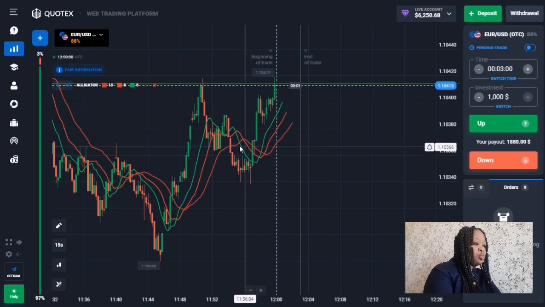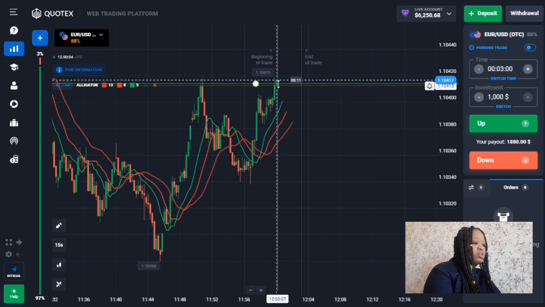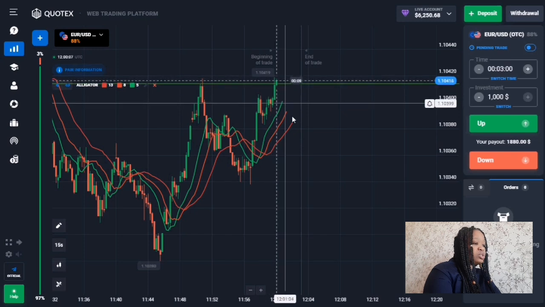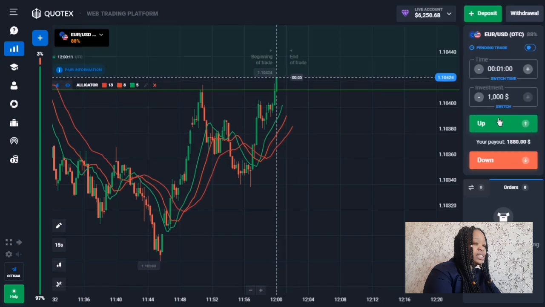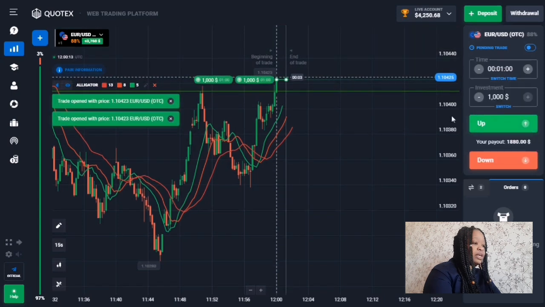Well, it's another situation, and right now it is a movement upwards occurring to the level of resistance. So I will enter the market with an up trade for 1 minute and wait for the results of this trade.